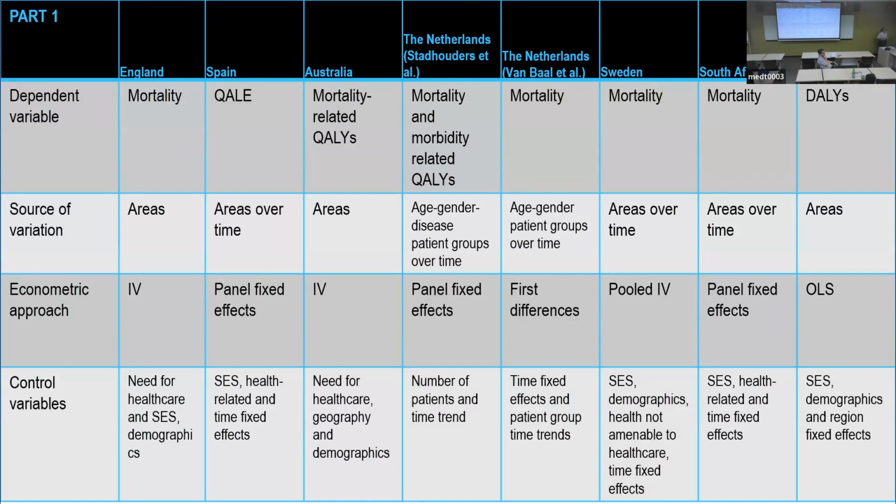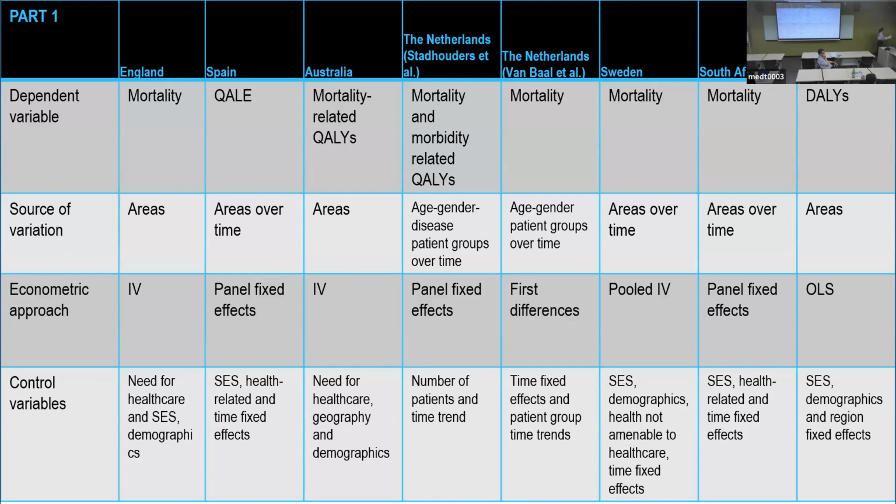And this slide focuses on the estimation of the effect of healthcare expenditure on a measure of health, which forms the basis of part 1. So looking first at rows 2 and 3 regarding the econometric approach, we can see that studies tended either to use panel data employing unit fixed effects or cross-section with an instrumental variable approach.